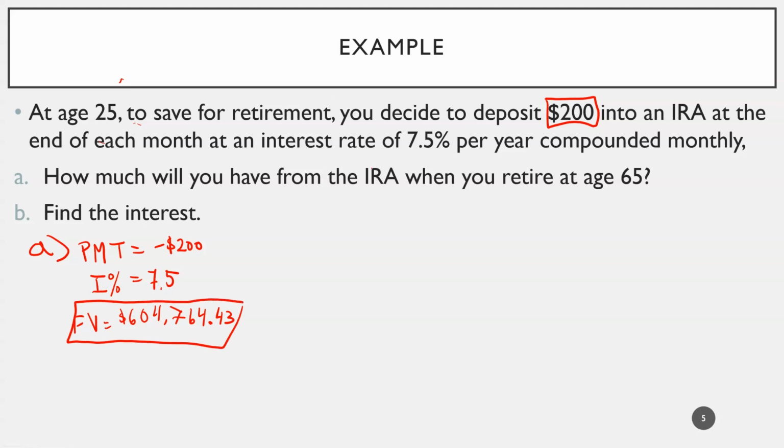Wouldn't mind having that, right? All right, so the next part says B, and it's just this. Well, how much did you make in interest? All right, well, the interest is like how much your money grew, all right? So how much you made in interest, it's the future value minus all your deposits.